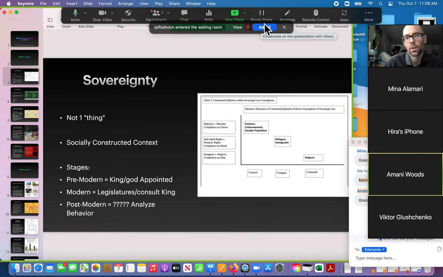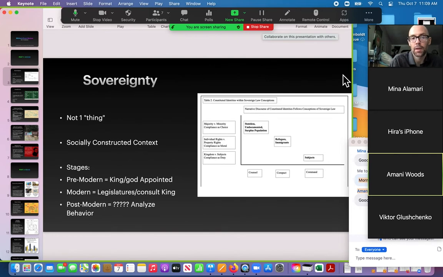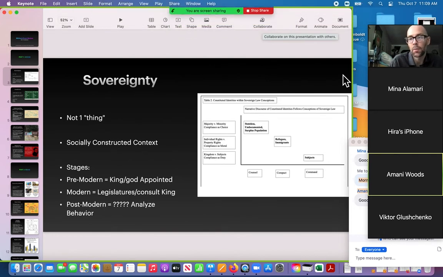And so that gets complicated now, and this is why we're looking at postmodern sovereignty. If everyone is in charge of their own life and they all get to make their own decisions, then how can you have a sovereign?